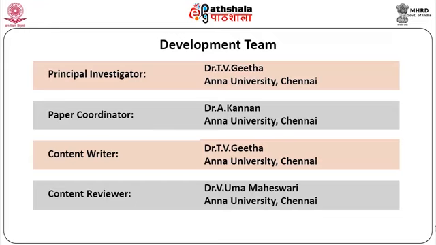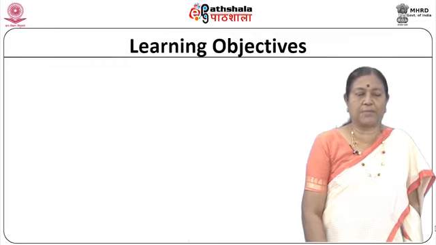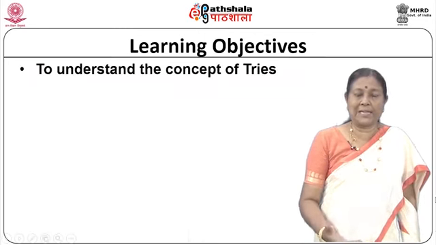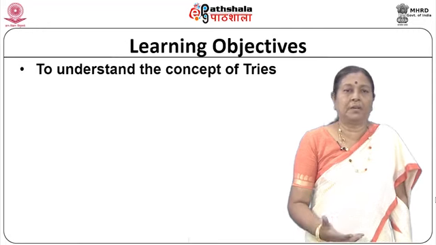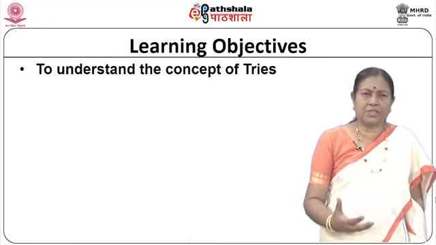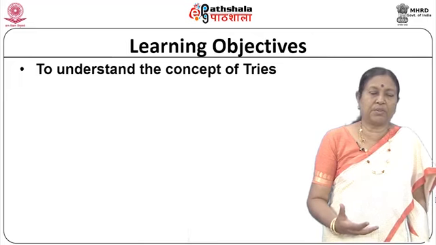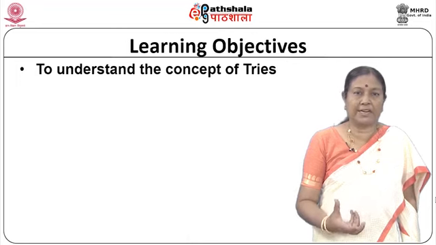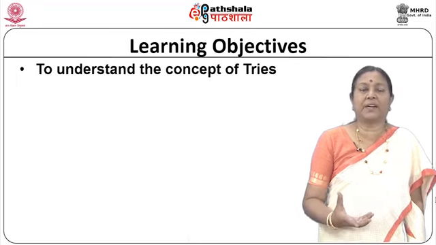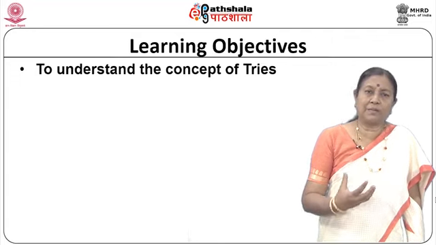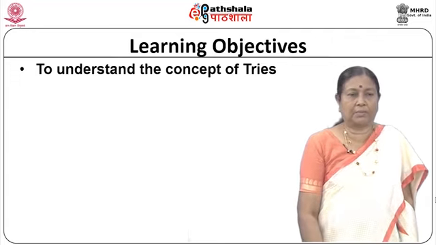Now, let us first look at the learning objectives of this module. First we will have to understand the concept of trees. This is different from ordinary trees and all the trees we have seen up to now, because most of the balanced trees we looked at up to this point were based on searching for an item. But here also we are searching for an item, but we are doing it in a slightly different way, where we do not store the complete key. We will come to that as we go along.